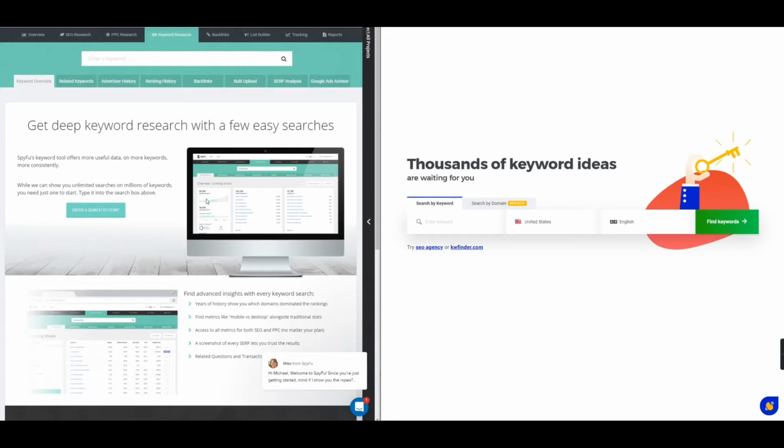So I use KWFinder almost every day for this, and I'm basically working through loads of other tools, seeing if I can find a tool that I think has a better keyword difficulty score, and I thought I would bring you along for the ride. What do I look for when I'm looking for the keyword competition levels?